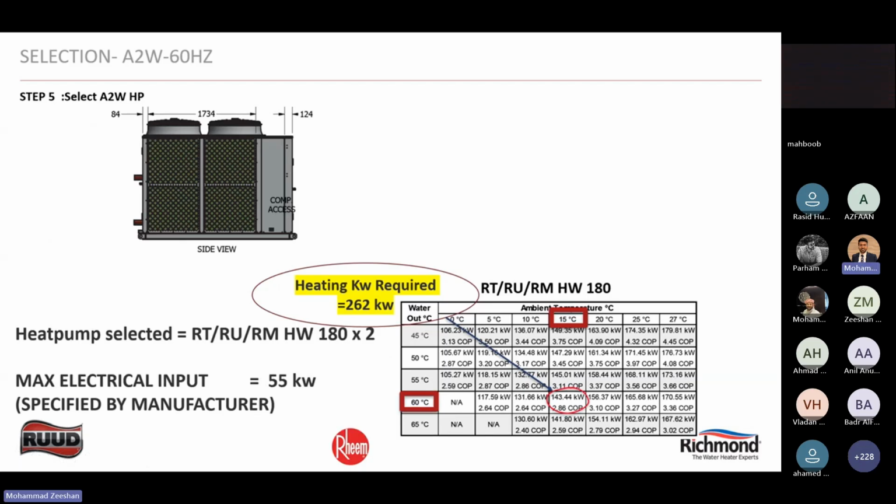Same process we follow for the electrical consumption as well. There are two tables. Go to the table which shows the 52-degree ambient and the maximum hot water output, and the corresponding value you need to take. You will get thermal load divided by the COP that is there. You will get the maximum electrical kilowatt for the heat pump that you selected.